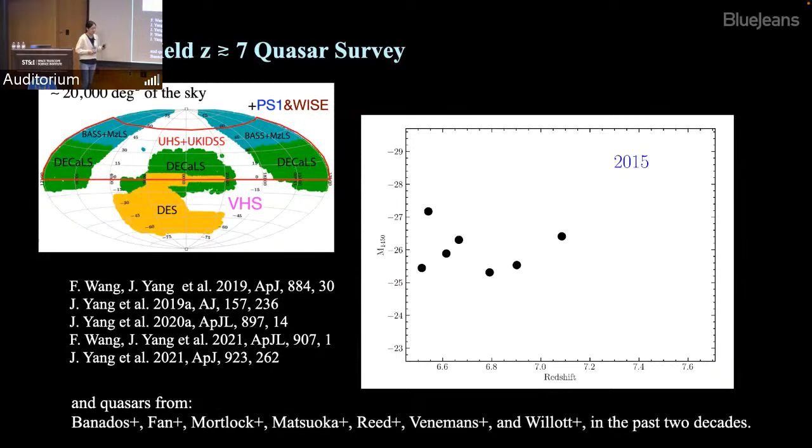So I want to mention that so far we have a relatively larger quasar sample at high redshift, at redshift above 6. That is based on all the effort from high redshift quasar astronomers in the past two decades.